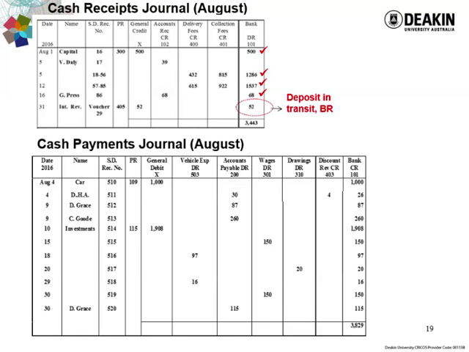And this is your cash payment journal. After matching with your bank reconciliation statement, most items are matched, except the following checks: 516, 518, 519, and 520. They represent outstanding checks that will appear in your bank reconciliation statement.